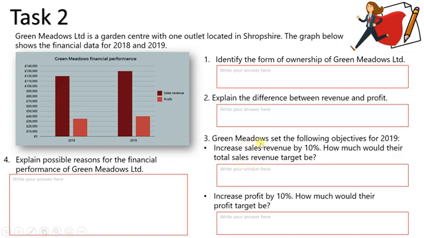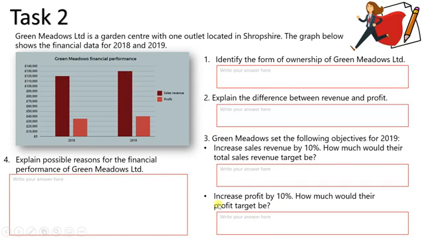Question 3. Green Meadows set the following objectives for 2019. Increase sales revenue by 10%. How much would their total sales revenue target be? So you're looking at their 2019 figure, we're going across, we're looking at it at 130,000, and we need to know that they want to increase it by 10%. So we look back at 2018. We've got to find out what 10% is of 2018 and then see if they added it on and achieved it in 2019.